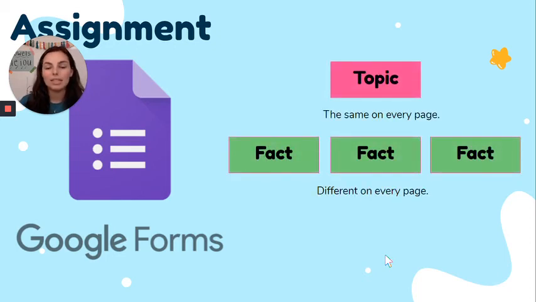So the topic is the same on every page. That whole story was talking about what? The moon. Good. And then the facts can be different on every page because it's new information. Great. So when we're retelling those nonfiction stories, we're focusing more on the information instead of the order. So we're talking about the topics and the facts.